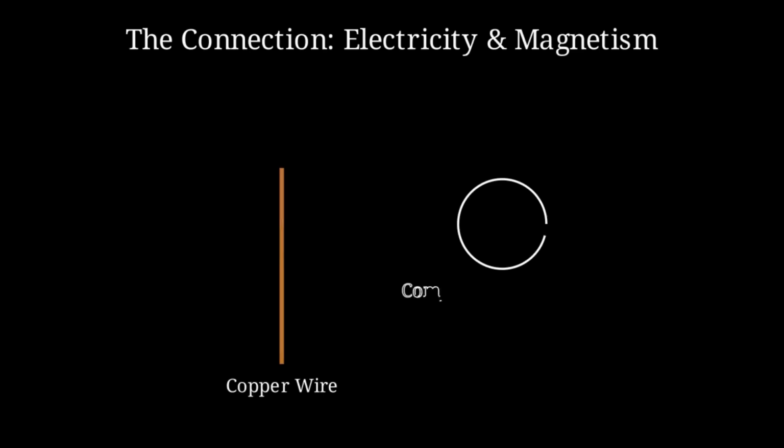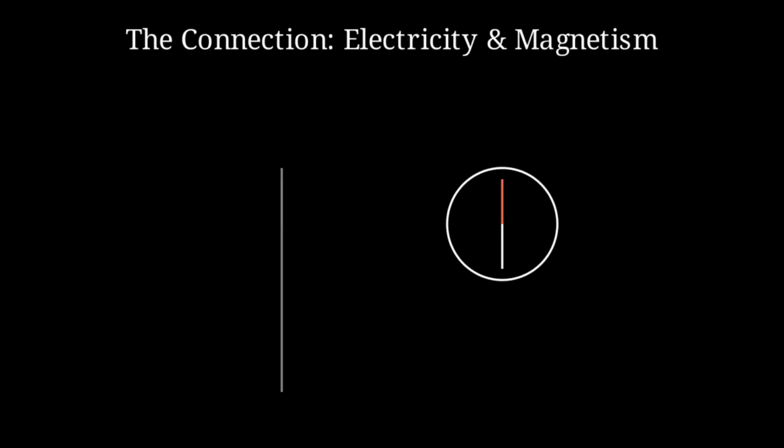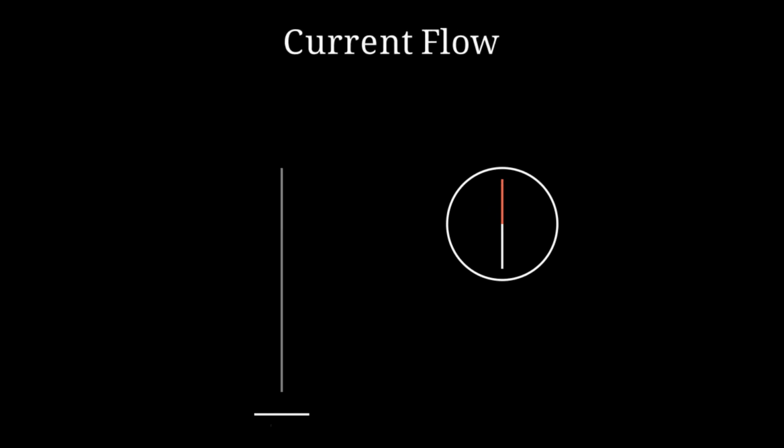In its natural state, a wire carries no current and has no effect on a nearby compass. However, Hans Christian Ørsted discovered that moving charges create a magnetic field. When an electric current flows through the conductor, it generates a magnetic field. Notice how the compass needle instantly reacts to the flow of electrons.